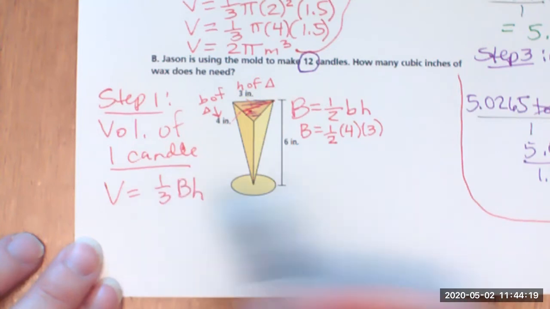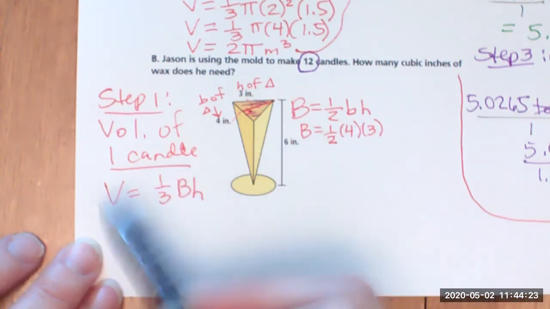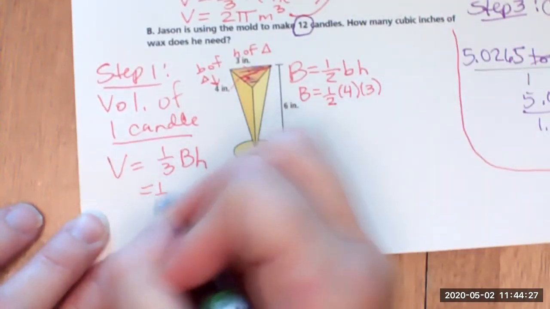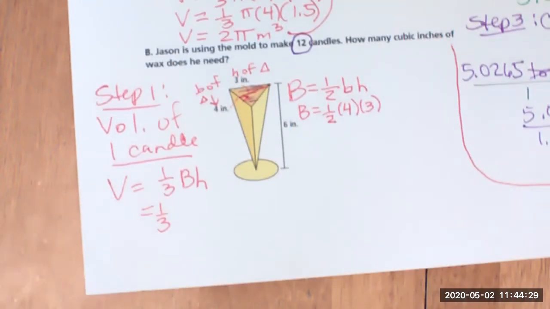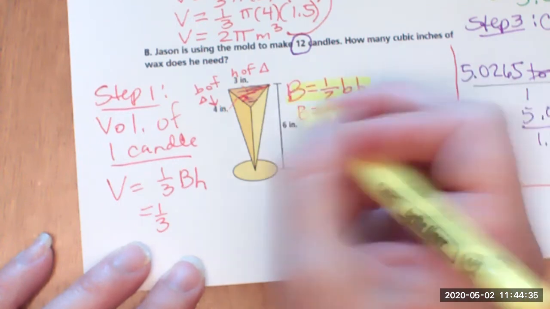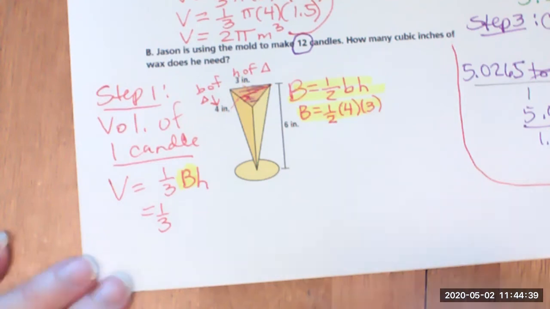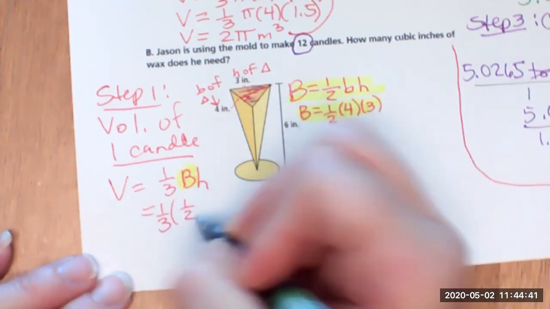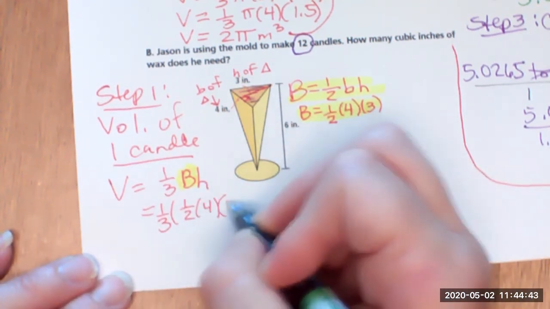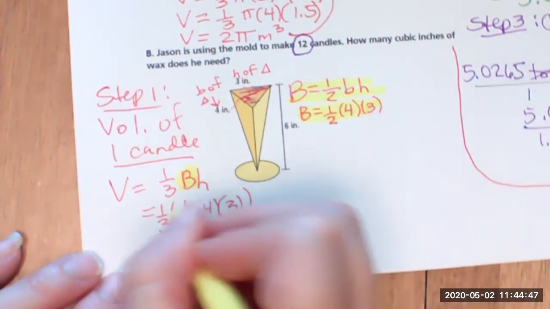I'm going to do it all at once because typically what most of you are going to do is do all the work in one equation anyway. So we've got 1/3. Now for the area of the base, and I'll highlight this so that you keep track of it, the area of the base is what we've got from over here, and that's the 1/2 of 4 times 3. And that's all this here.